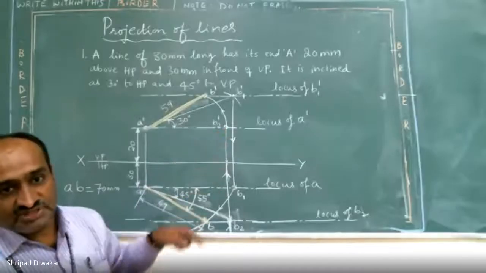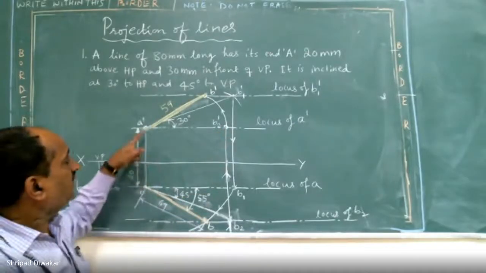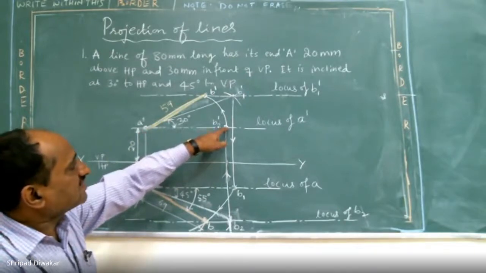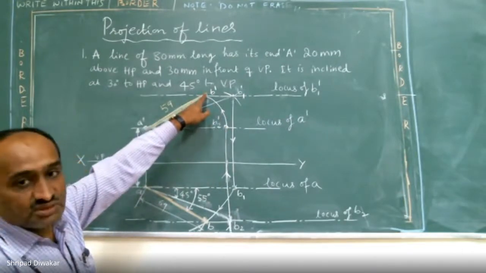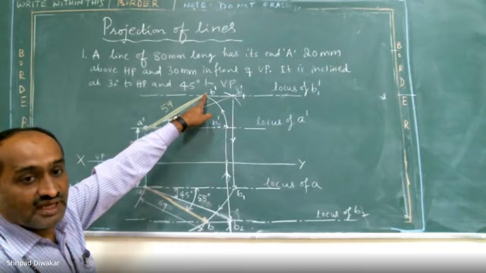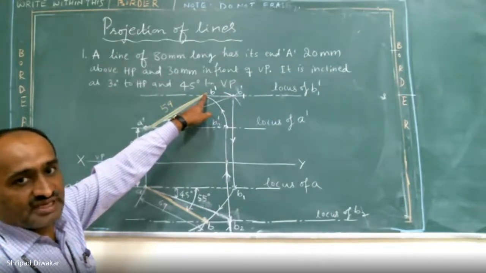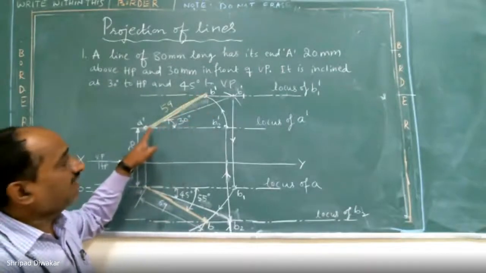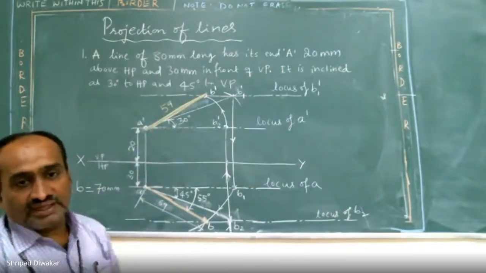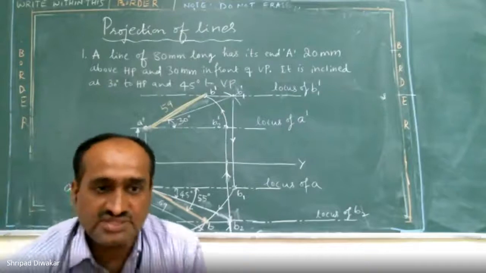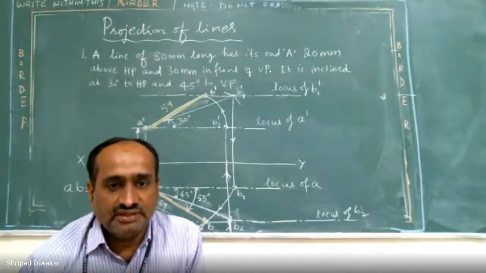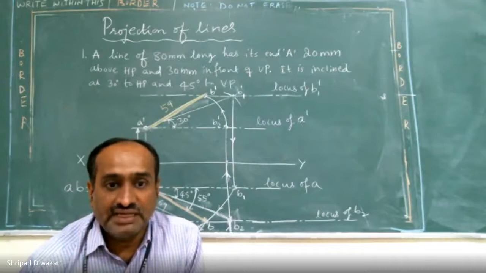Okay, next step is what you can do. Take A dash as center, B2 dash as radius, cut the arc. It cuts locus of B1 dash at some point and mark that point as B dash. Once you got B dash, join B dash with A dash and measure that distance. That gives your apparent dimension in the front view. Apparent length of line AB in front view.